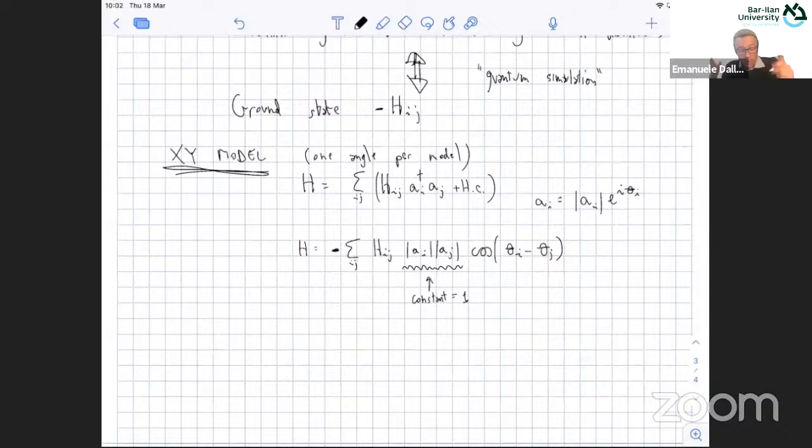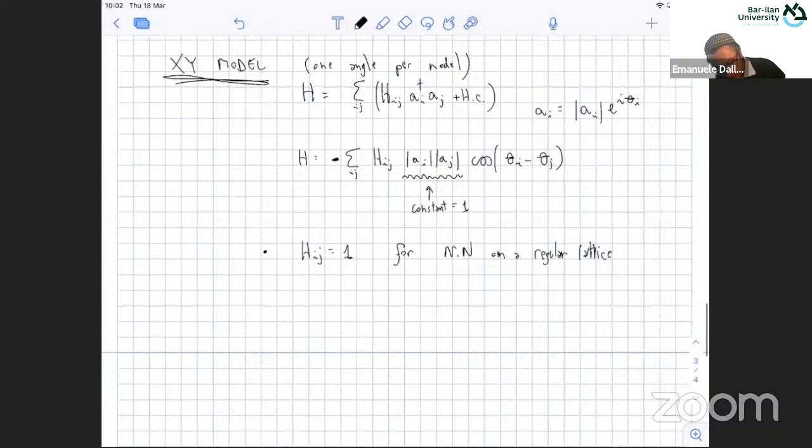Okay, so what is the canonical XY model? If, say, Hij equals 1 for nearest neighbors on a regular lattice. So you assume that those lasers are on a lattice and you couple neighboring ones. And the lattice could be, in the experiment, two-dimensional, but at least in theory, you can write the XY model in any dimension you want: 1, 2, 3. That is, I would say, the canonical XY model.